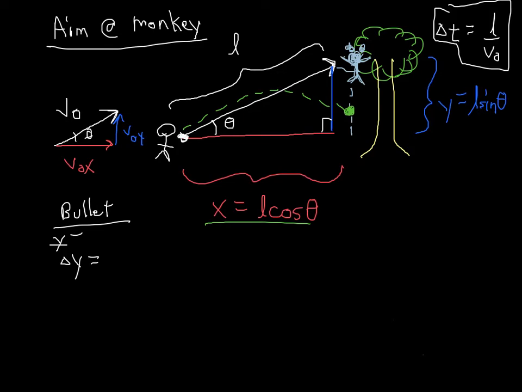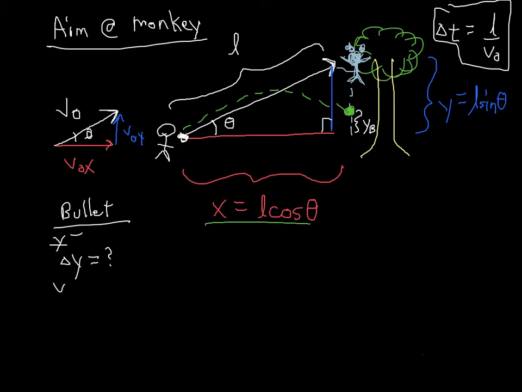So that y, I can draw that into this picture. That's going to be this y right here. And I'm going to label it y of the bullet. That's going to be the final height of my bullet. I want to know what that change in y is. I don't know what that is at this point.